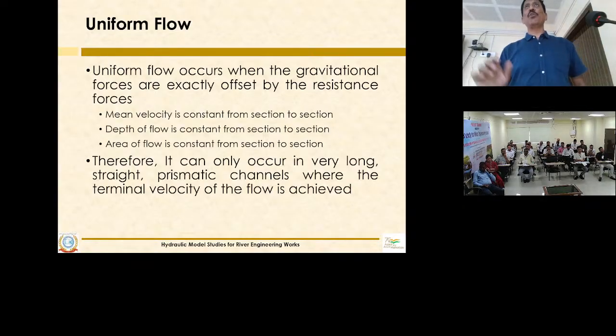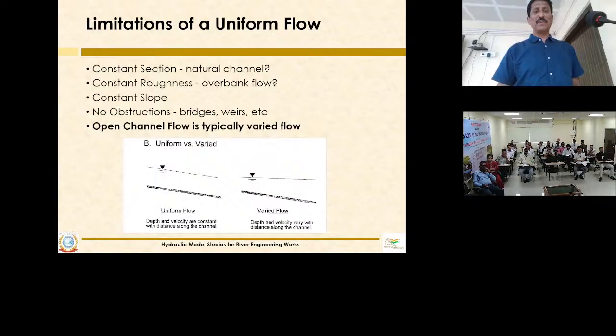As explained, uniform flow occurs when the gravitational forces are exactly in balance with the resistance forces. This is very difficult to achieve in nature. Generally we are dealing with non-uniform flow, that is, a varied flow condition, where over the distance the flow changes its characteristics.